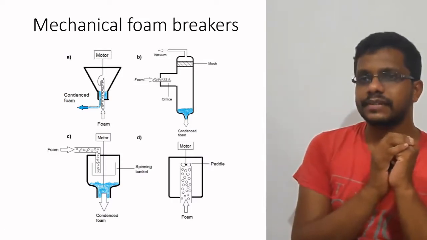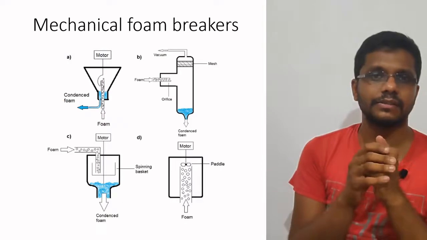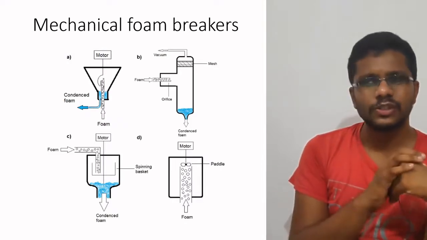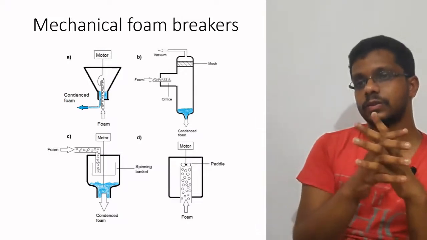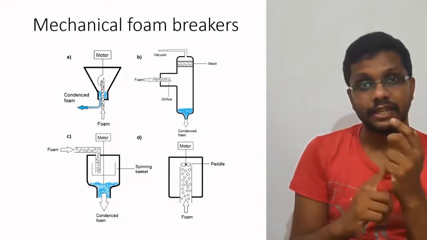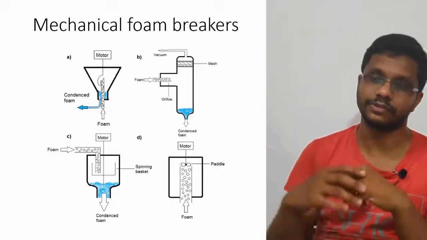So mechanical foam breakers are good. We are not adding any chemicals. We are just mechanically removing the foam, but it's always an additional step. We need energy for doing all this, so we need electricity, we need additional equipment, and we have an additional step to break the foam.